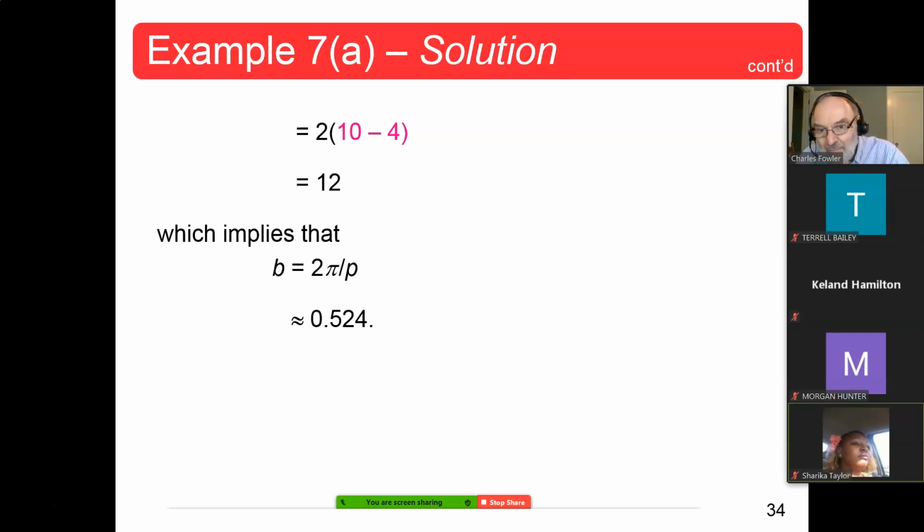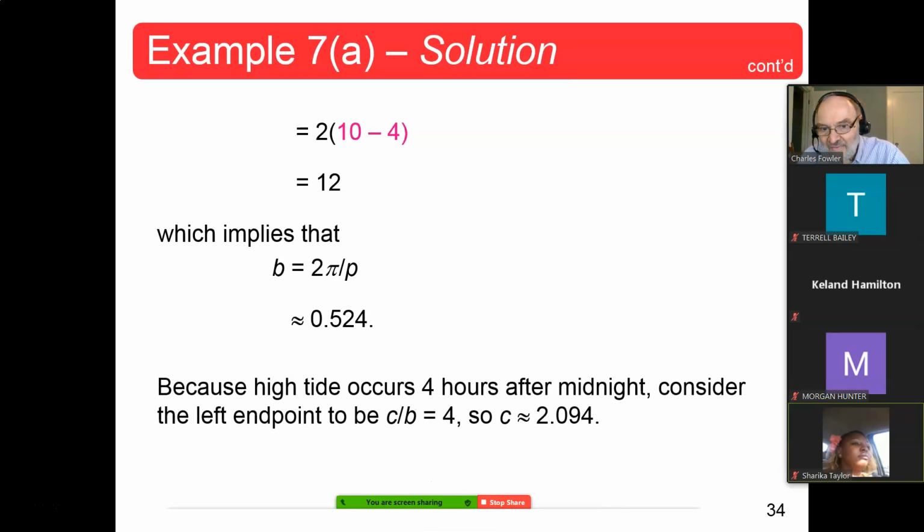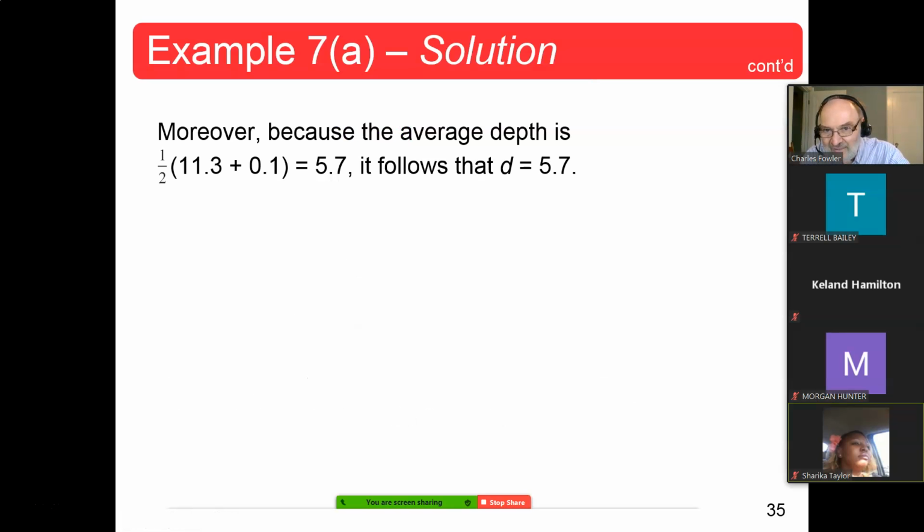Why they didn't say pi/6, I don't know. But there's the B. Now their C, they're using cosine, so they have a different C from what we did. But theirs would have been 2 if they'd have done it right. They put 2.094 because they approximated this, and then therefore the error carries into this. Okay, we'll see we get the same answer, and the average depth is 5.7.